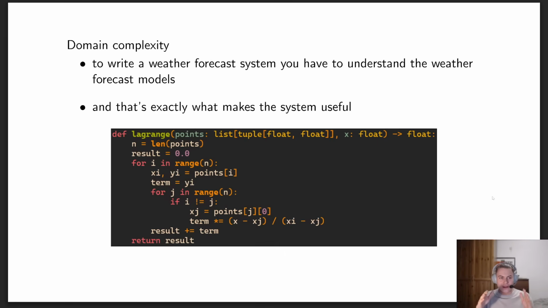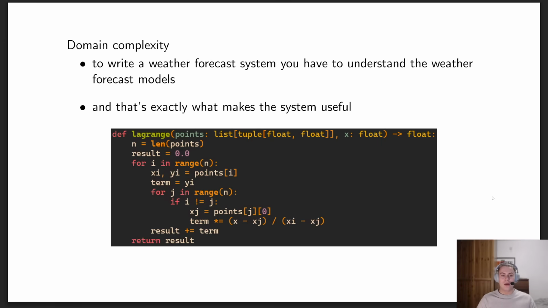Because it's that domain complexity that makes your application actually useful to other people. If you are using a weather forecast system, you actually want it to forecast the weather, which is impossible to do without understanding the weather forecast models. So it's the quality with which you're able to understand the domain complexity and ingest it that determines how well your application is going to perform in terms of its actual usefulness, its actual function that it carries out.